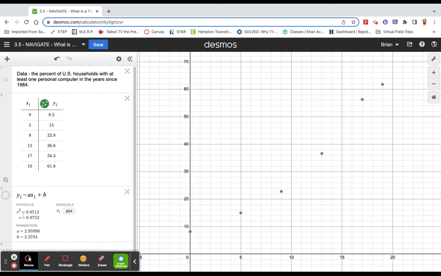You'll also see the correlation coefficient right here, which is R. That's covered in another video. I encourage you to watch that so you can familiarize yourself with R a little bit. And so it's time to bring up the line of best fit. So let's see what it looks like.